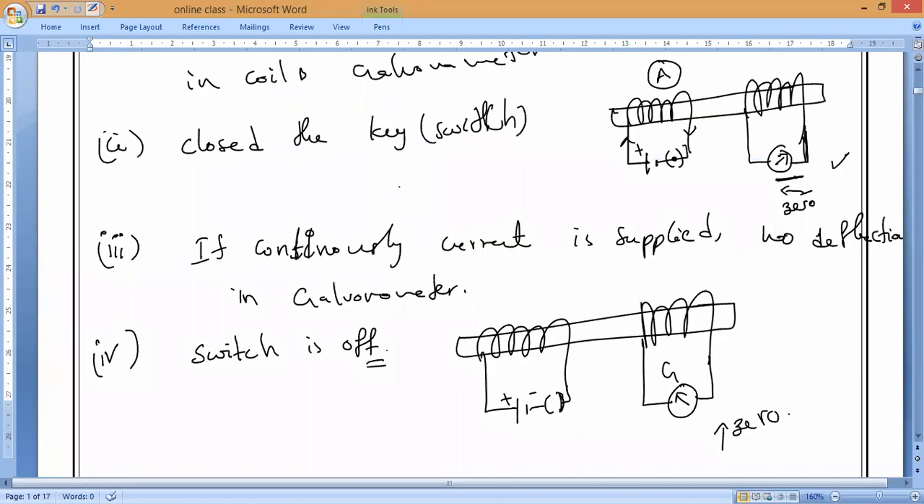Now, if you notice, we are noticing deflection only during the on time and off time. If the current is passed continuously, there is also no deflection.